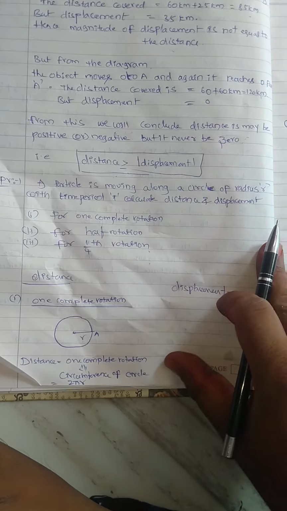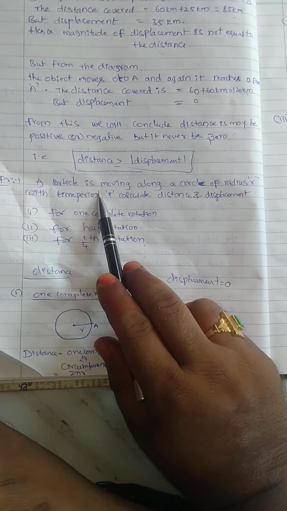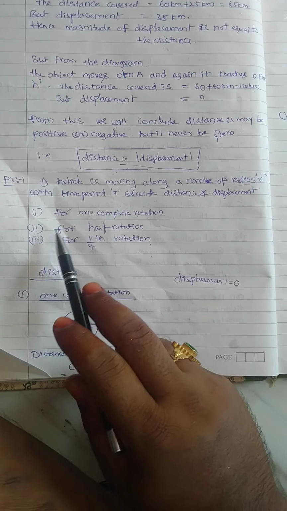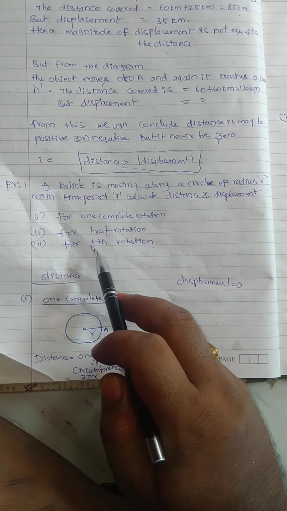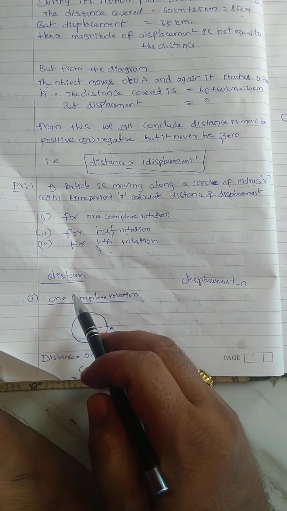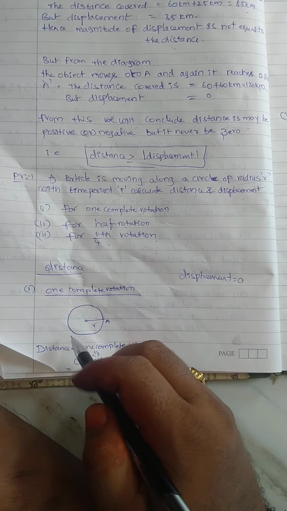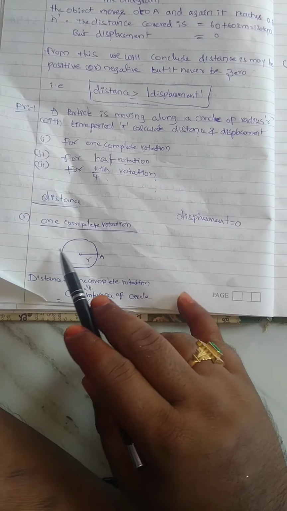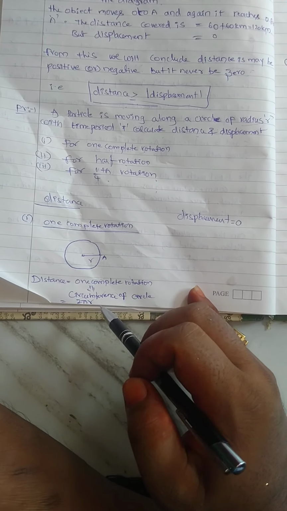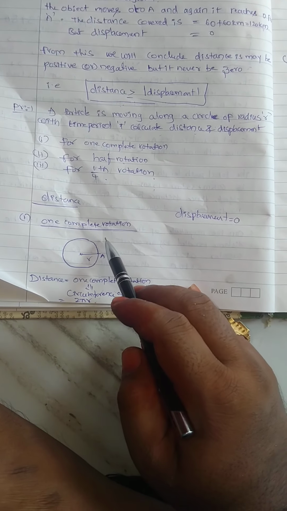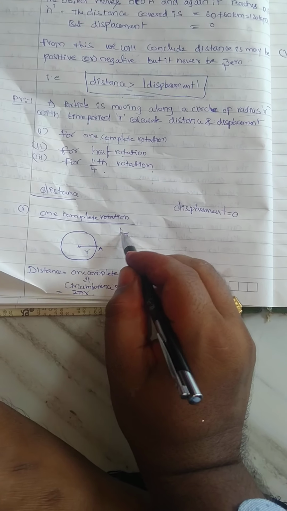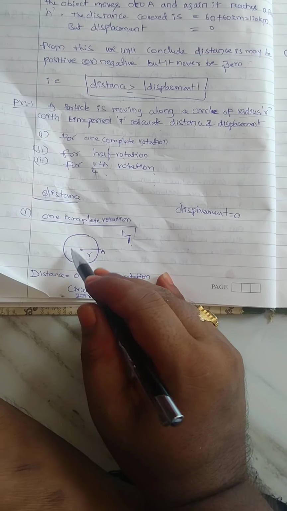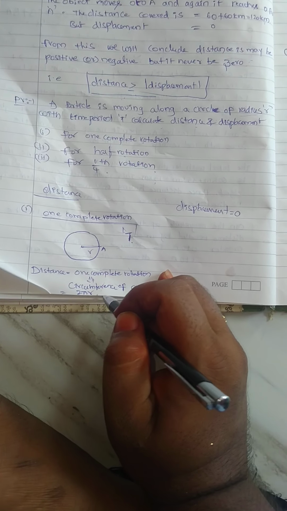Now see one important problem: a particle is moving along a circle of radius r with a time period t. Calculate distance and displacement for one complete rotation, for half rotation, and for 1/4 rotation. For distance, one complete rotation is nothing but the circumference of the circle, which from basic geometry is 2 pi r. The time taken to complete one rotation is called the time period.